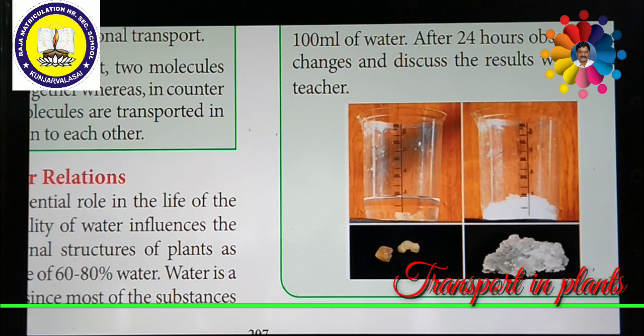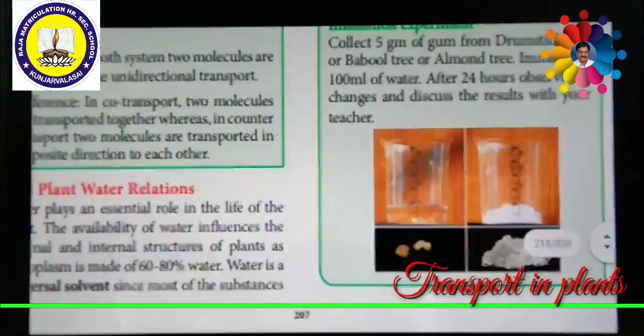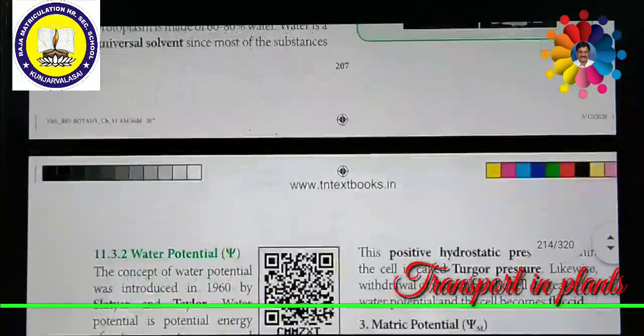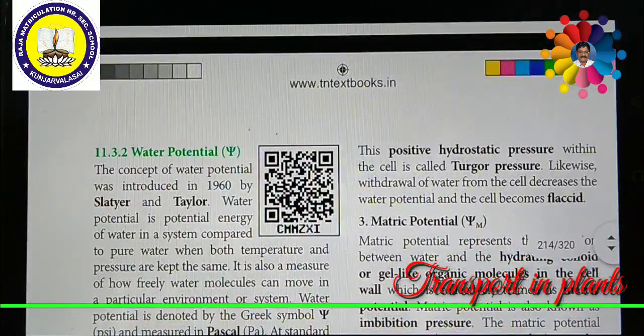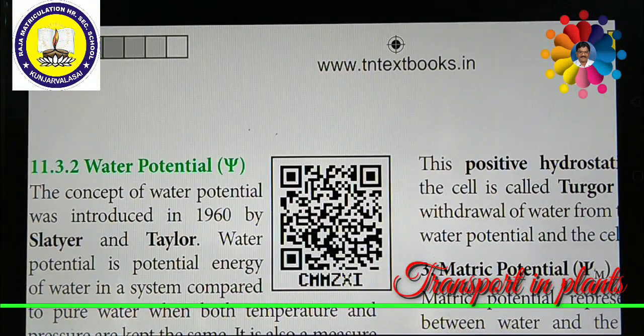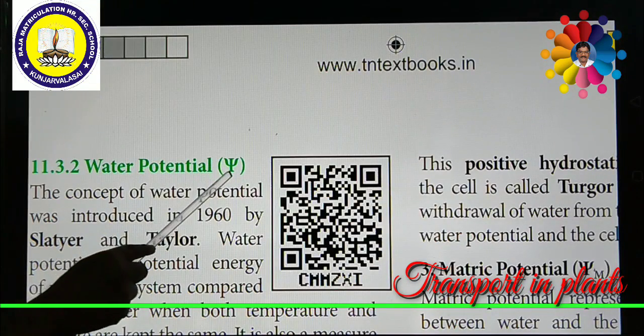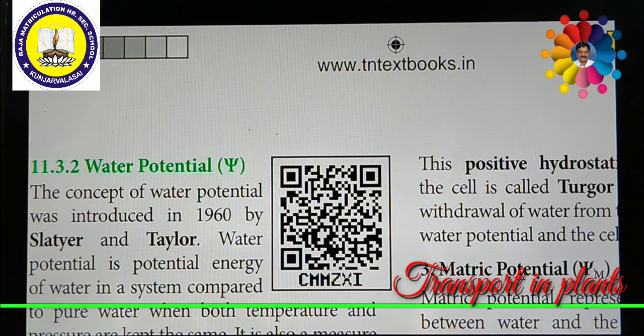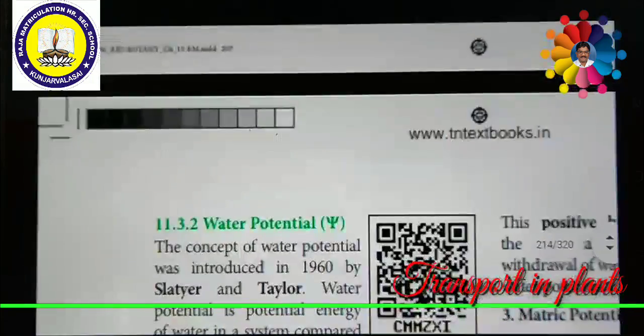Next we are going to see another important phenomenon. It is a difficult phenomenon, not easy to understand like imbibition. It is water potential. What is water potential? Look at the picture. It is indicated by the symbol psi, which is a Greek letter.